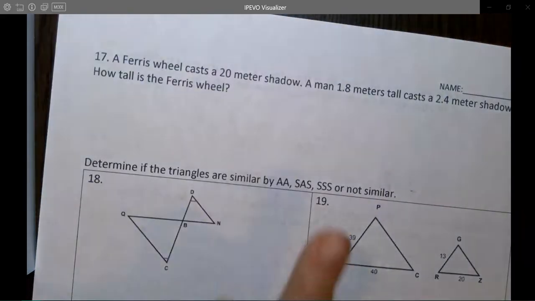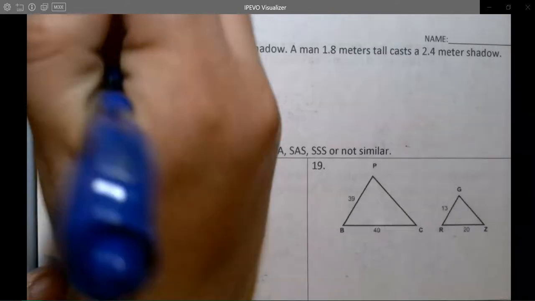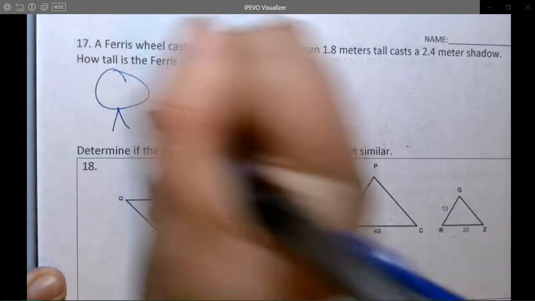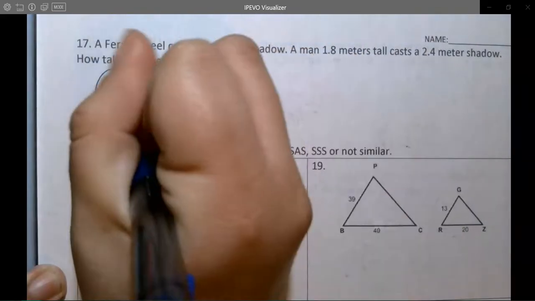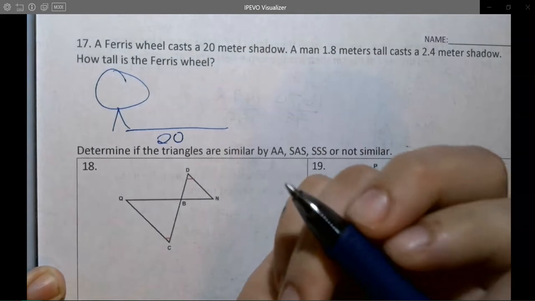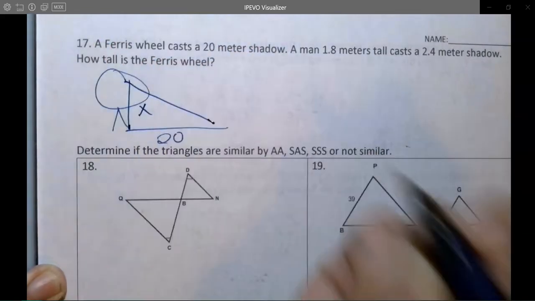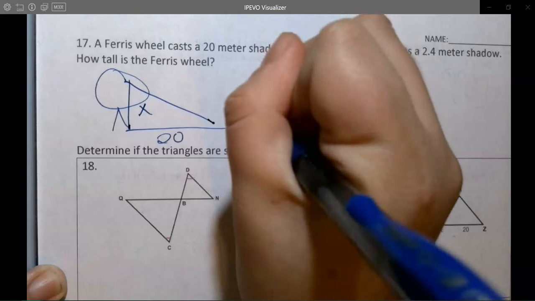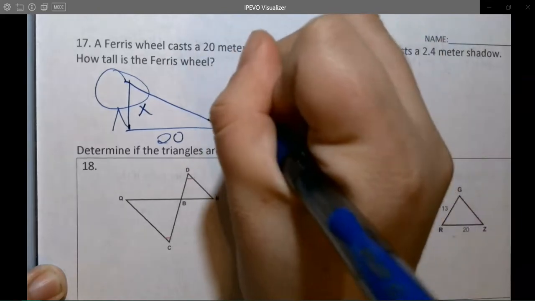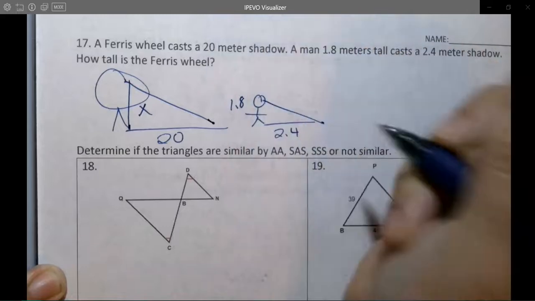Moving on, number 17 says a Ferris wheel casts a 20-meter shadow. A man 1.8 meters tall casts a 2.4 meter shadow. How tall is the Ferris wheel? So here's my Ferris wheel. I know that the shadow from it is 20 meters. And I know that the height is what I don't know. And this makes a triangle. Then I'm going to have a man. He is 1.8 meters tall, and he is casting a 2.4 meter shadow.